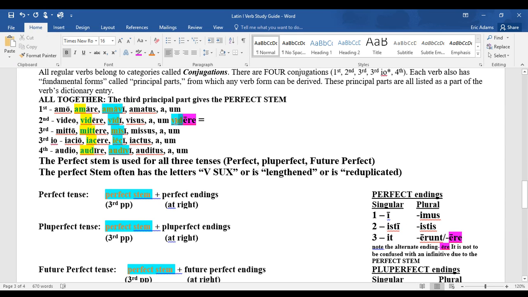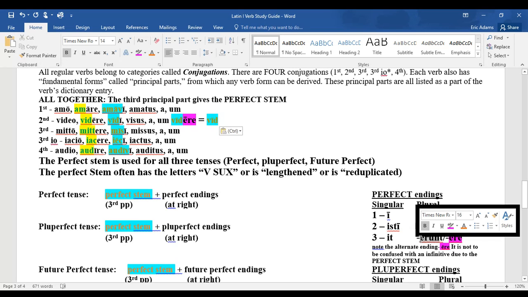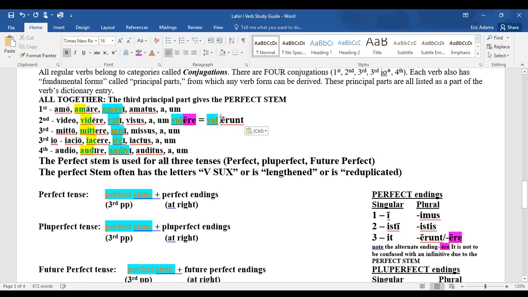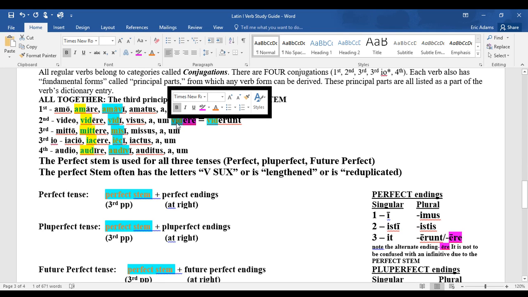Again, with your perfect stem that I am creating here, that long vid, I could add to it erunt right here. You can then see that now it is the equivalency. Both of them you would translate as they saw, they did see, they have seen, but you will know that this videre with a long i, which is the perfect stem, is in fact not the infinitive, but instead it is the alternate ending. And so that is the way that you will be able to know.